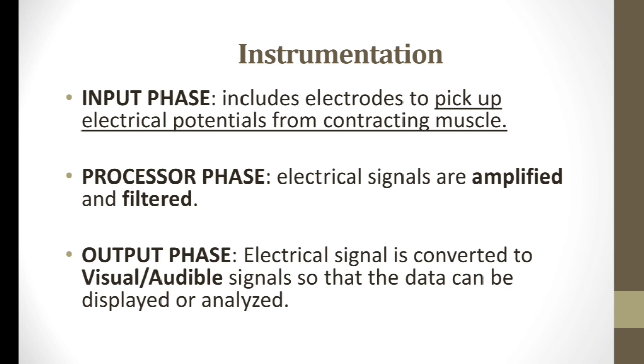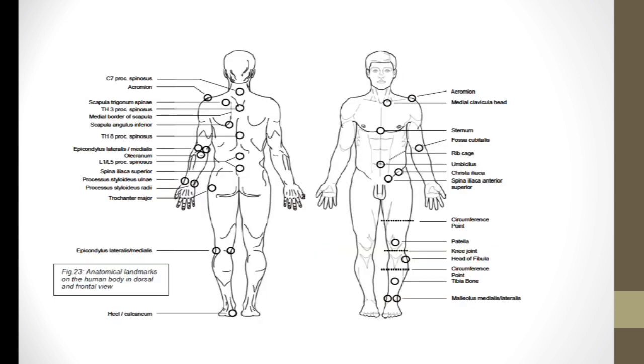Instrumentation. The input phase includes the electrode to pick up the electric potential from the contracting muscle. In the processor phase, electrical signals are amplified and filtered. In the output phase, the electrical signal is converted to a visual or audible signal so that data can be displayed or analyzed. In this figure, we can see the anatomical landmarks on the human body in the dorsal and the frontal view.